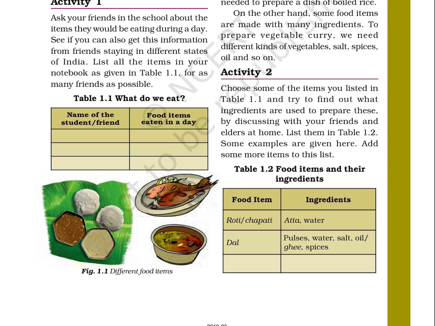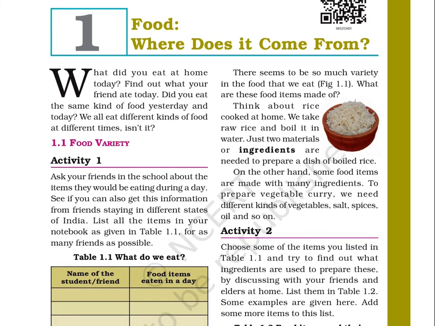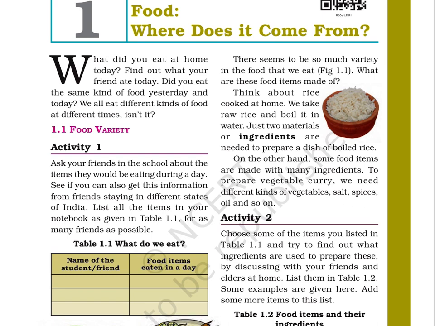Figure 1.1. What are these food items made of? Think about rice cooked at home. We take raw rice and boil it in water. Just 2 materials or ingredients are needed to prepare a dish of boiled rice. On the other hand, some food items are made with many ingredients. To prepare vegetable curry, we need different kinds of vegetables, salt, spices, oil, and so on.